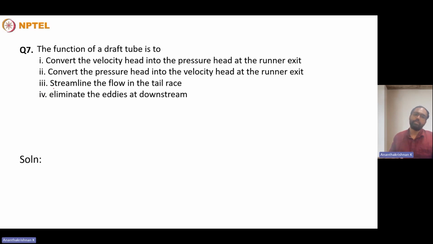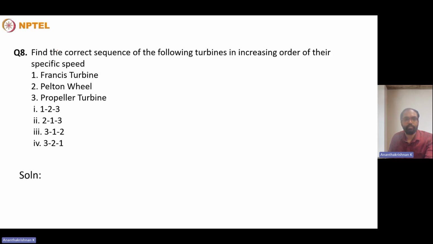So this is a continuation of the previous problem. The function of the draft tube is to convert the velocity head into pressure head at the runner exit, convert the pressure head into the velocity head at the runner exit, streamline the flow in the tail race, eliminate the eddies at downstream. So I have already discussed it. It converts the velocity head to pressure head at the runner exit. So option 1. It converts the velocity head to the pressure head at the runner exit in order to make maximum use of the velocity and to convert that into power. We fit this draft tube at the end of the turbine, especially in case of reaction turbines.